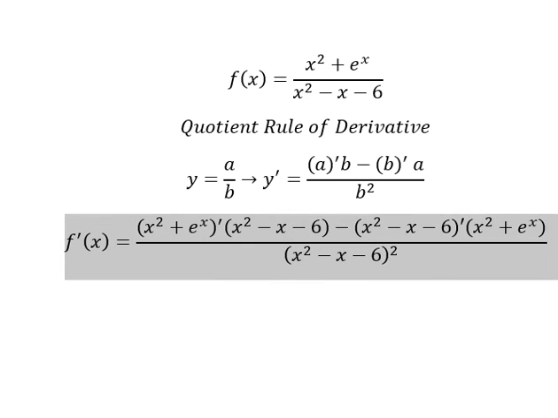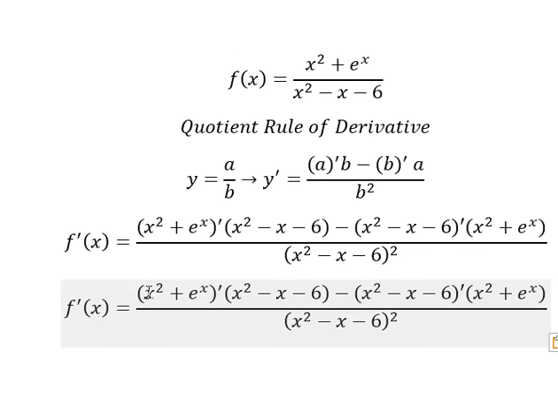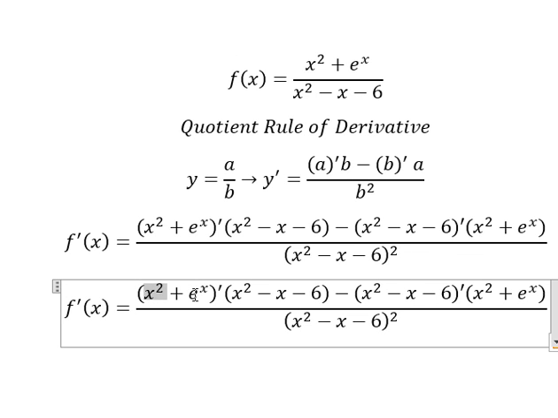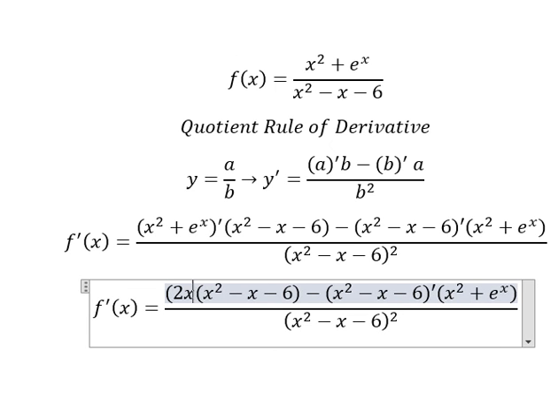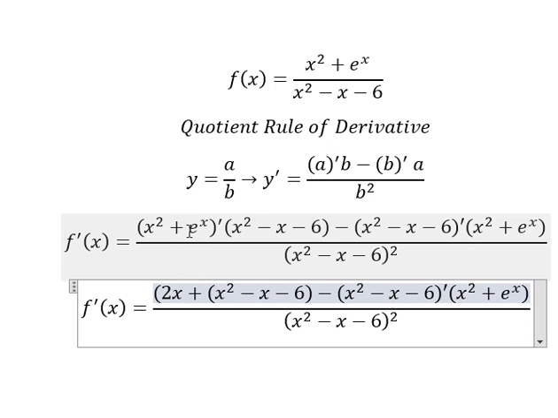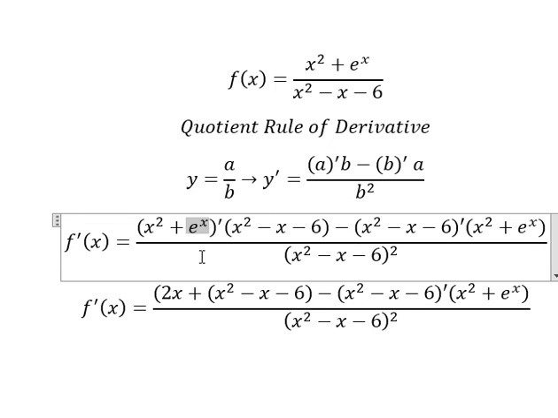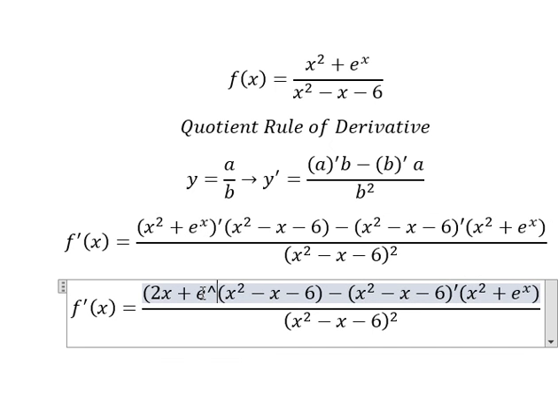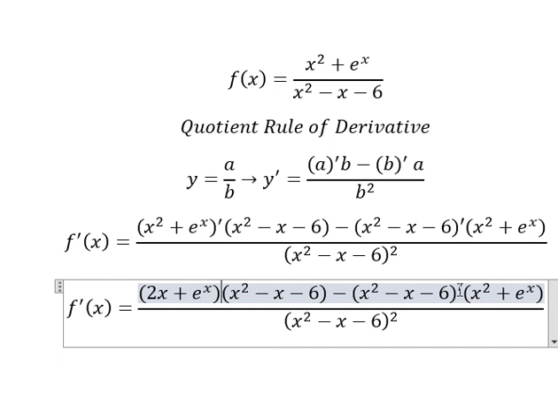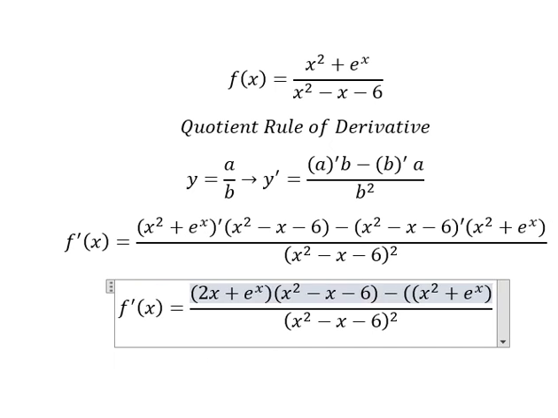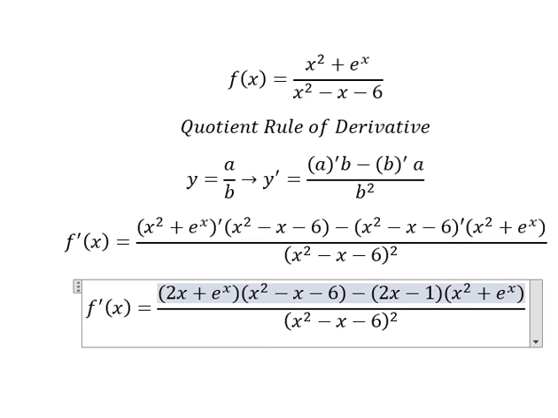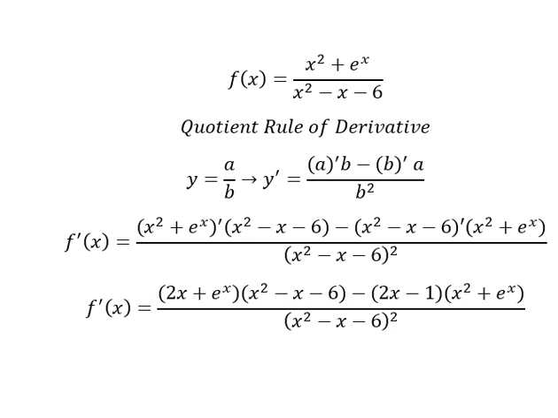Next, the first derivative of s squared, we have 2s. The first derivative of e to the power of s, we have e to the power of s. This one, we have 2s minus 1. And that is the final answer.